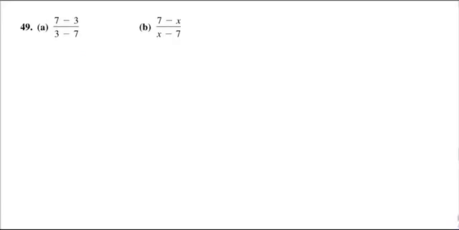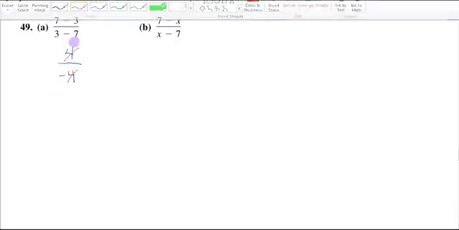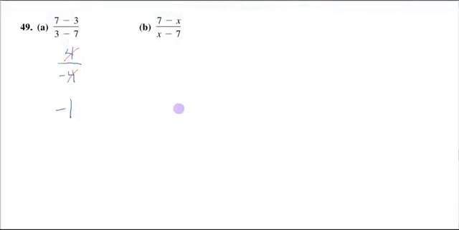Let's go ahead and simplify something like this. Okay, 7 minus 3 over 3 minus 7. We could probably go ahead and simplify this, right? 7 minus 3 is 4 over 3 minus 7 is negative 4. And I see the common factor there of 4, and that gives me a negative 1. Let's try and simplify this one. 7 minus x over x minus 7. Now those are completely different expressions.